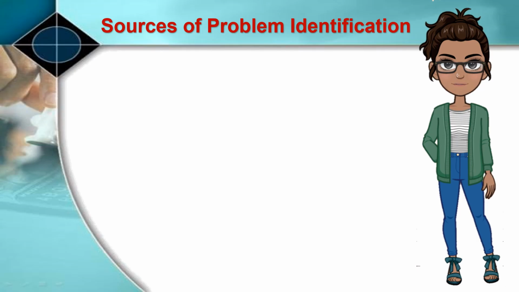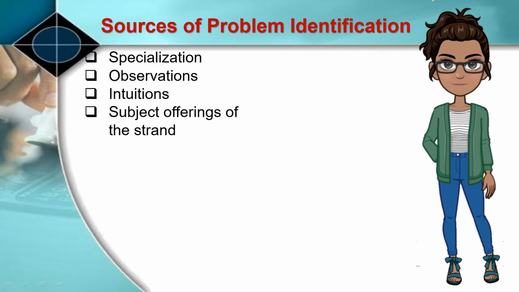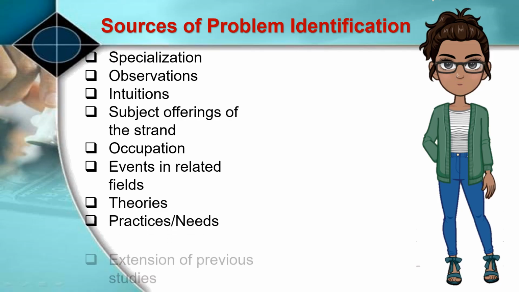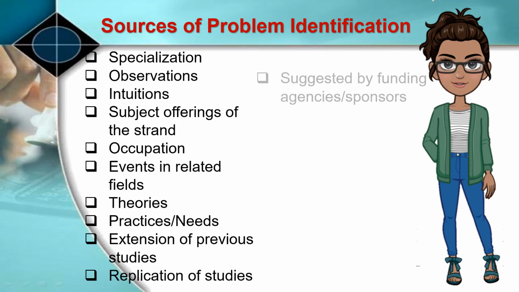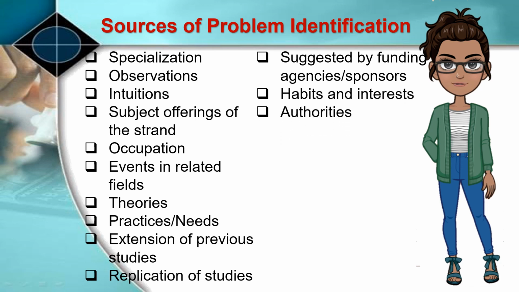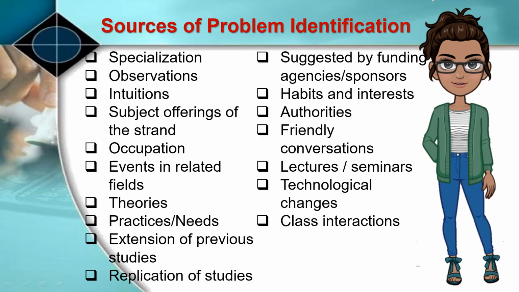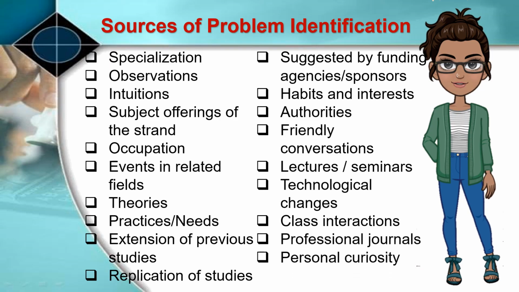After the student has identified the problem, which may have come from the following sources: specialization, observations, intuitions or both, subject offerings of the course, occupation, events in the related fields, theories, practices or needs, or maybe an offshoot or extension of previous studies, replication of studies from funding agencies or research sponsors, habits and interests, authorities, friendly conversations, advisors, professors, other teachers, in lectures or seminars, from technological changes, class discussions, interactions, professional journals, or personal curiosity. The student can now state the research problem.